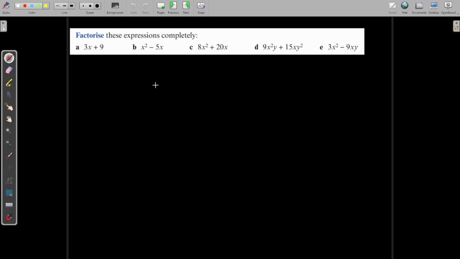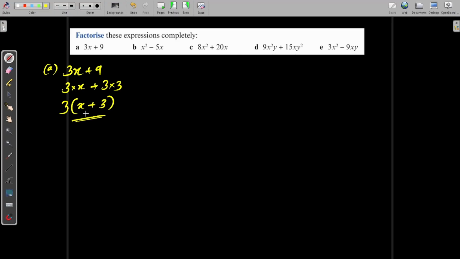Let's try a few example questions with this factorizing. Part A, 3x plus 9. For the two terms, I can think of this as 3 times x. For 9, because the numerical term in the first term is 3, I can write 9 also as 3 times 3. So for both terms 3 is common. I take 3 out, so I remain with x plus 3 inside the bracket.